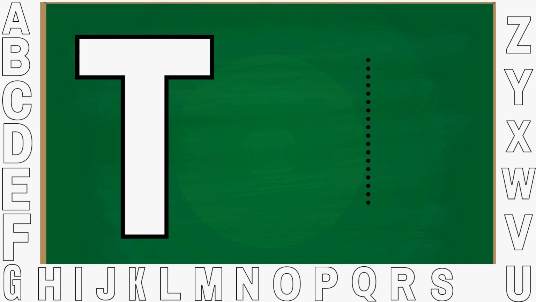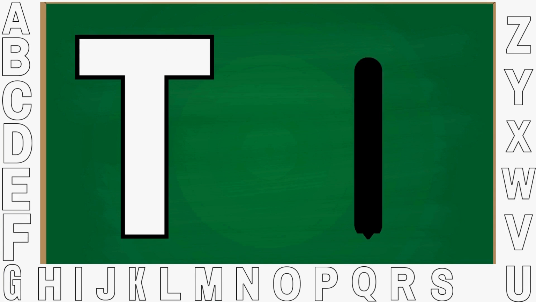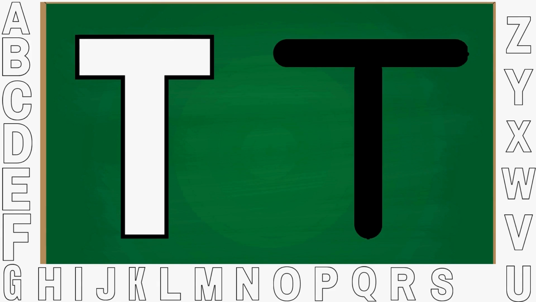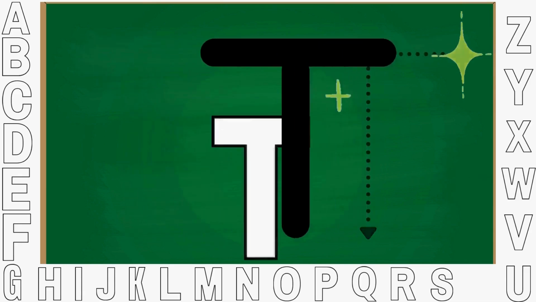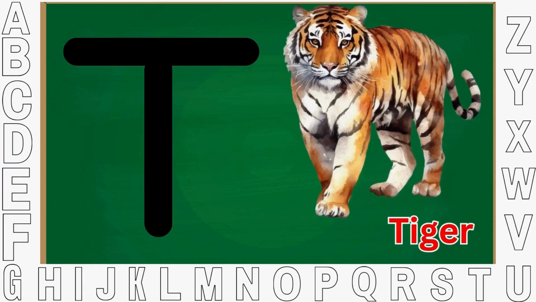T. Draw a vertical line. Add a horizontal line at the top. T. T is for tiger.